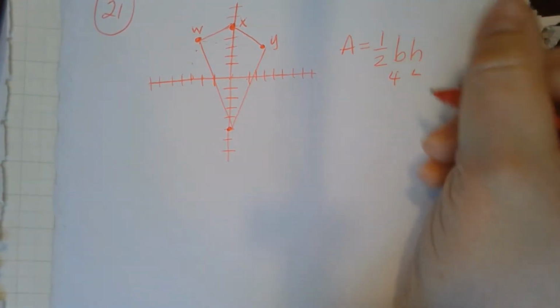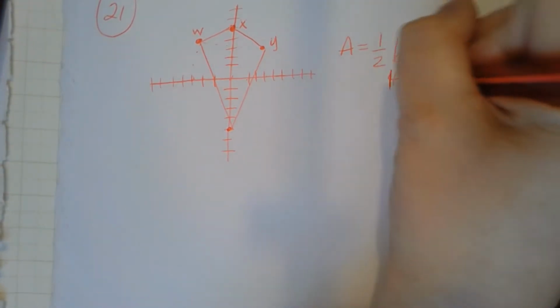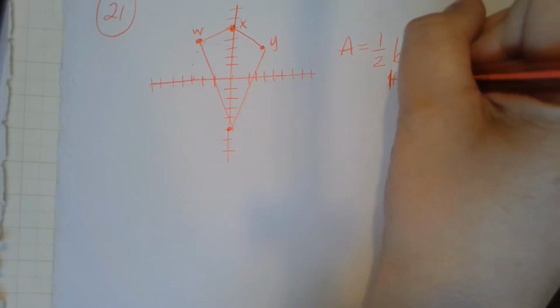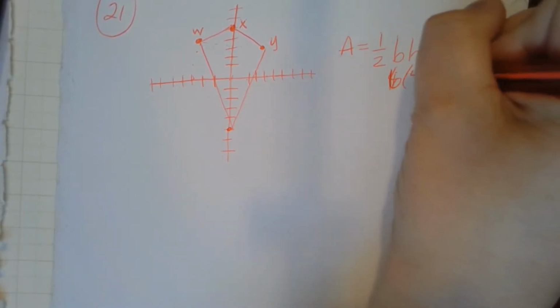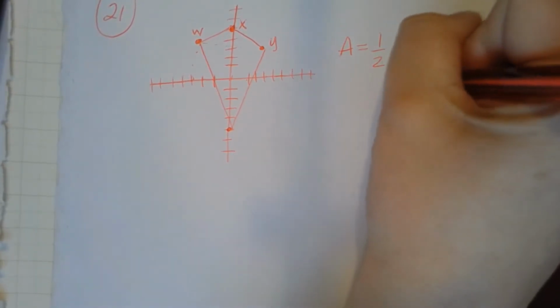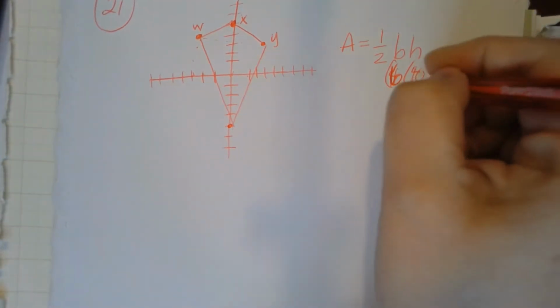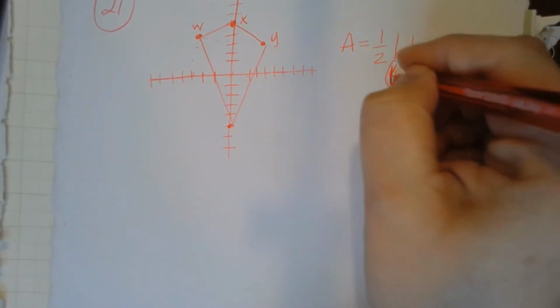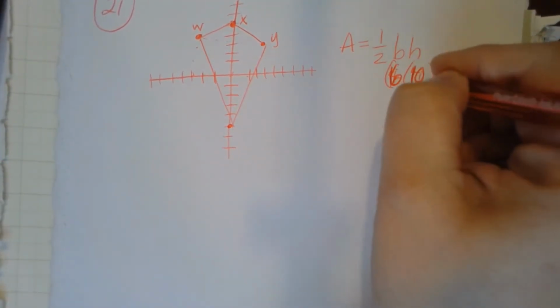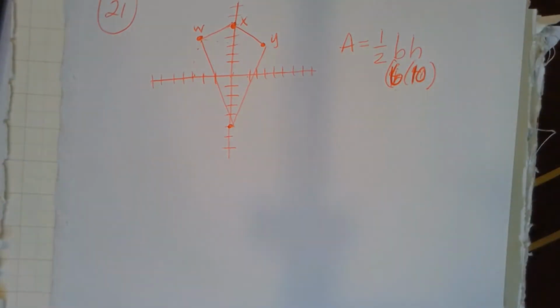The height is 10 and the base is 6. So I'm going to go 6 times 10. Ooh, that's messy. Okay. So I have 1/2 base times height. All right, super messy, I know. Probably shouldn't be using a pen. All right, so no problem there.